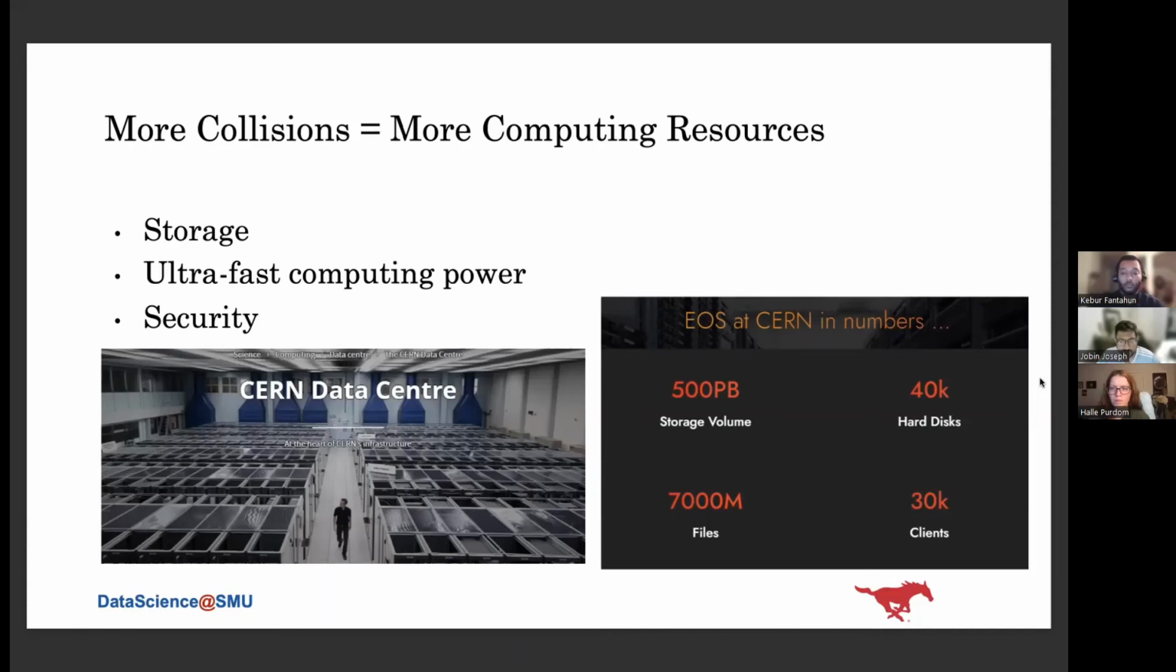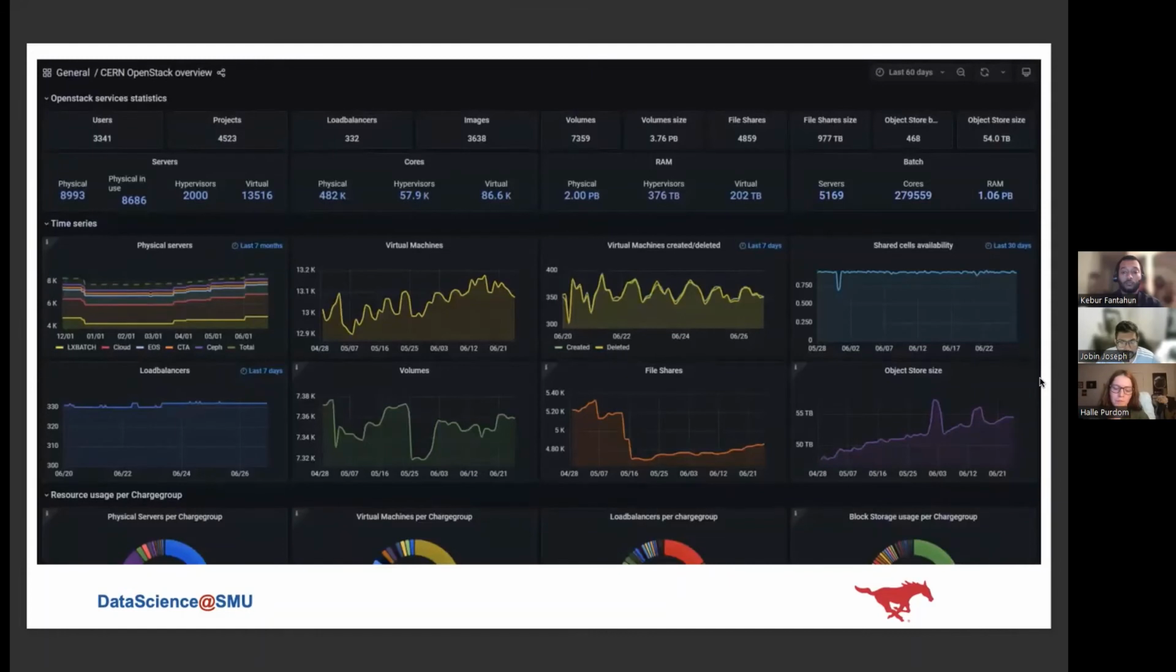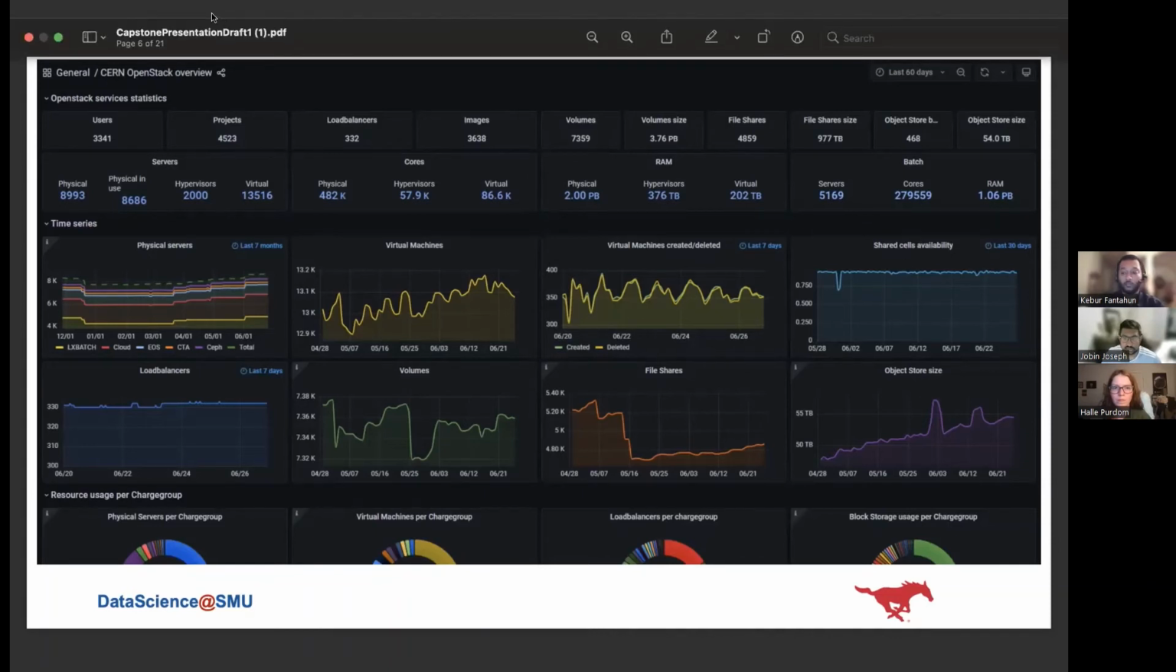On the next slide, we can see a dashboard that we quickly saw, and it gives you some data on the cloud and virtual machines that are being used in the CERN HQ. You can see examples like 2 petabytes of RAM and 482,000 cores online the week the screenshot was taken. So, next.